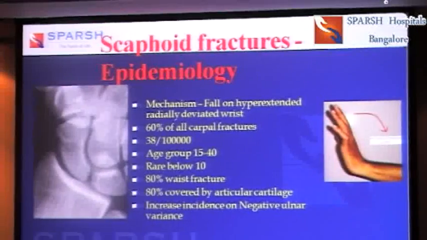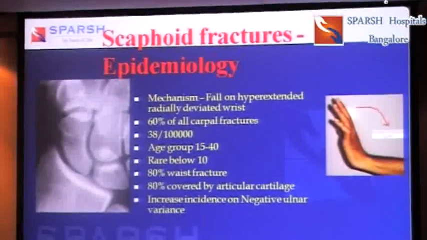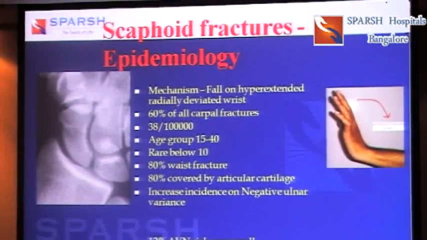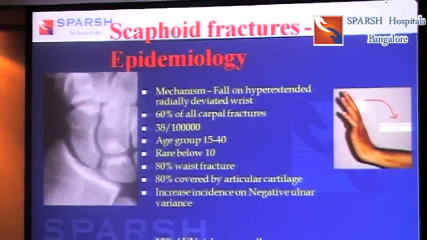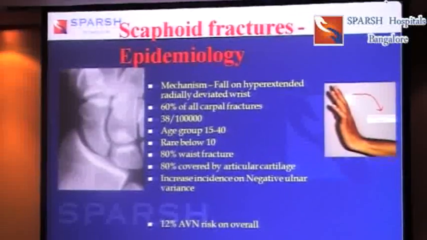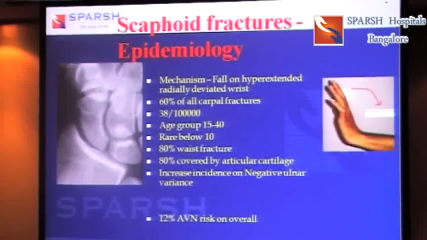To go over some basic aspects, most of the time it's due to a fall on a hyperextended, radially deviated wrist. That's the commonest fracture that you see in the carpal bones, scaphoid fracture. About 60% of carpal fractures involve the scaphoid bone. Not that common if you see the incidence, 38 out of 100,000. I don't see this injury very often in children. If you diagnose a scaphoid fracture in less than a 10-year-old, you're probably not right most of the time.